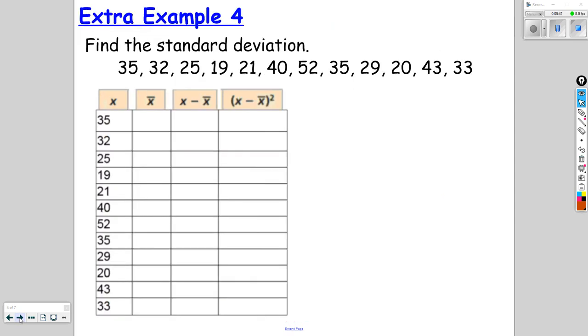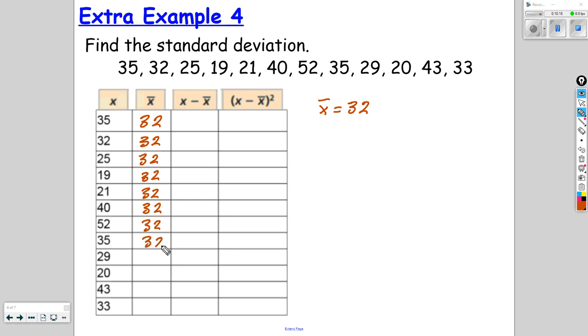All right, now given this data set, let's find a different standard deviation. So the first thing that we would do is list the data values in the left-hand column. That's already done for us. The next thing that we would want to do is find the average or the mean. So x bar in this case, if we calculate it, would be 32. So we're going to write 32 in that second column for the mean.